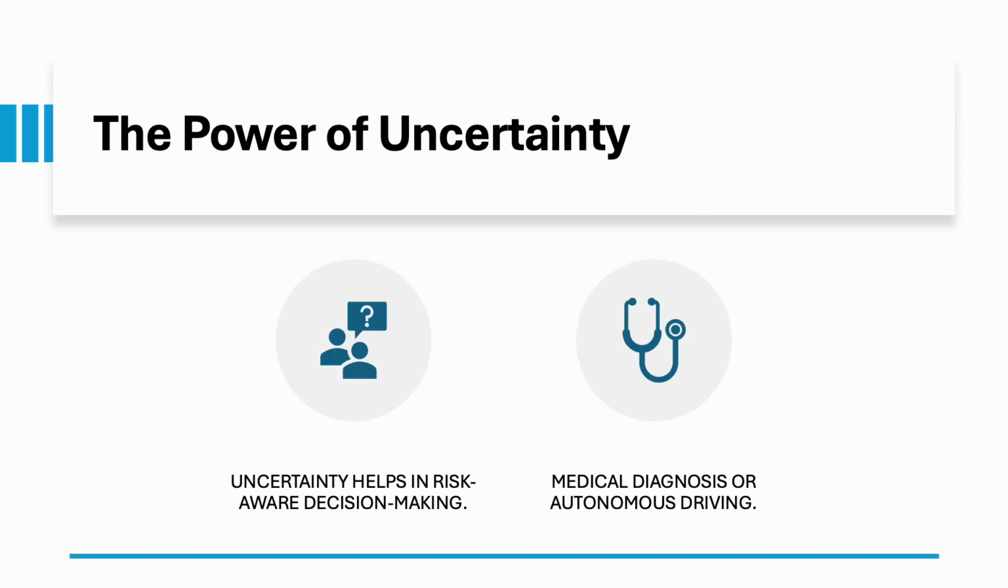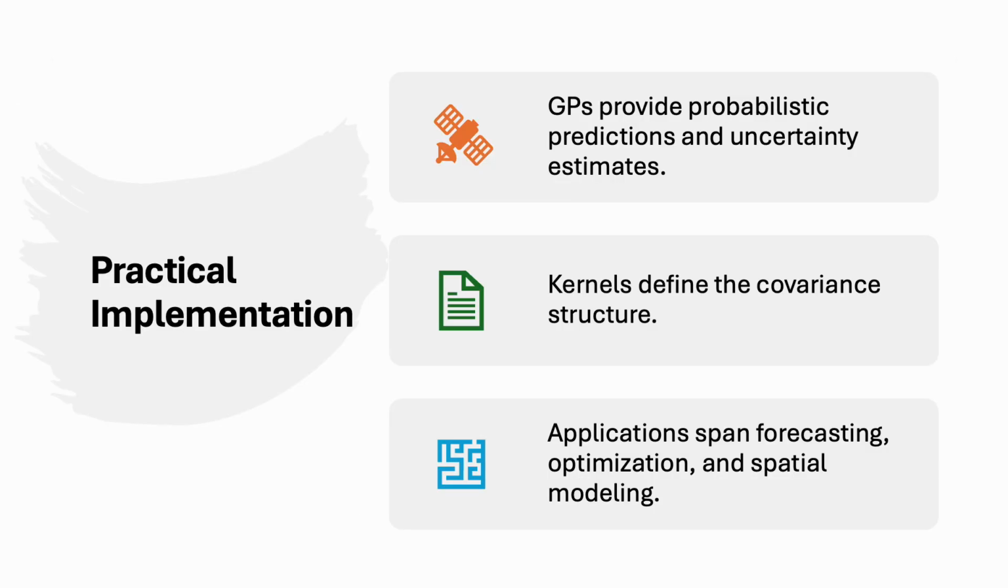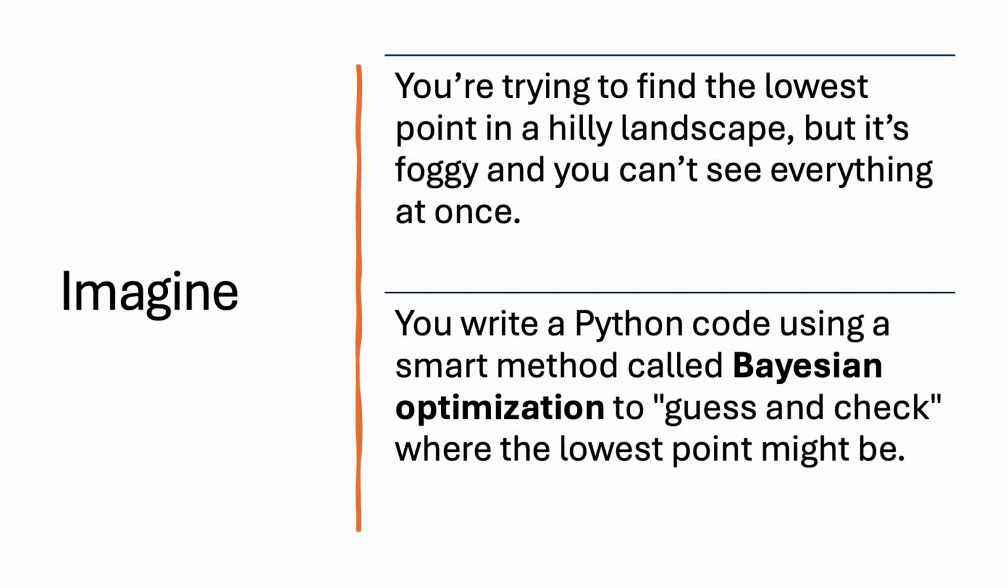The power of uncertainty: uncertainty helps in risk-aware decision making, such as medical diagnosis or autonomous driving, as we have been discussing in this lecture in quite some depth. Practical implementation: GPs provide probabilistic predictions and uncertainty estimates, as discussed earlier. Kernels define the covariance structures, and applications span forecasting, optimization, and spatial modeling.